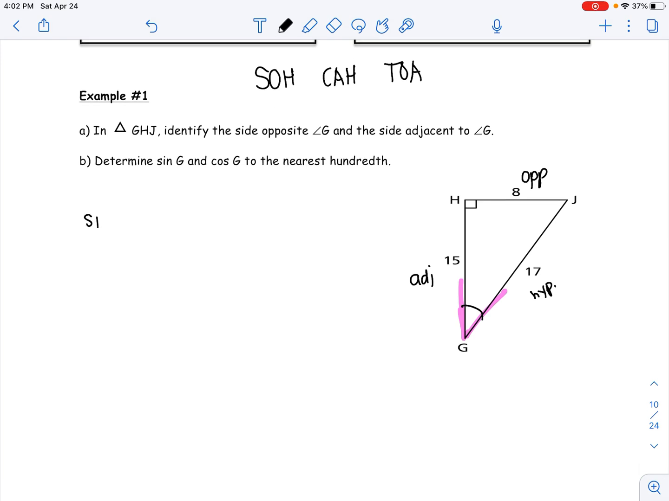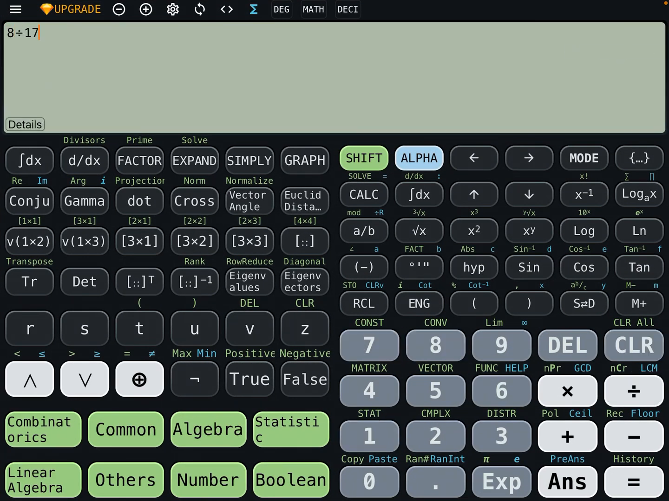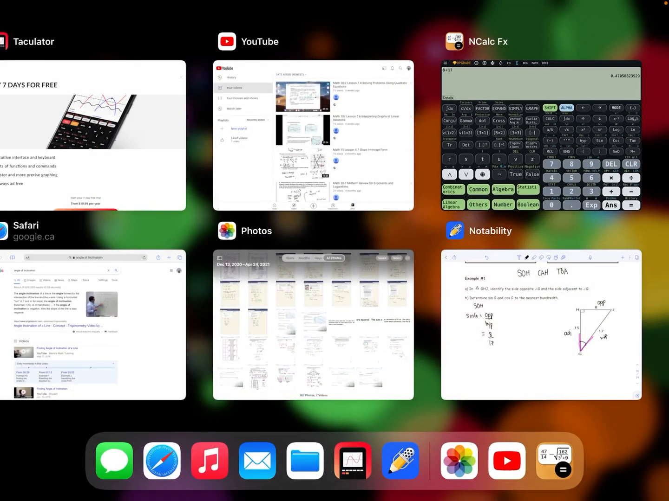Now they want us to figure out the ratios for sine of G. Sine of G, we always have to write SOH. Remember, SOH means you have to do opposite over hypotenuse. Our opposite side to G is going to be 8. We already labeled that. And our hypotenuse we labeled with a 17. So that's our ratio, 8 over 17. But they want us to round to the nearest hundredth, which means divide those numbers and round to 2 decimal places. Hundredth means 2 decimal places. So 8 divided by 17 is 0.47.